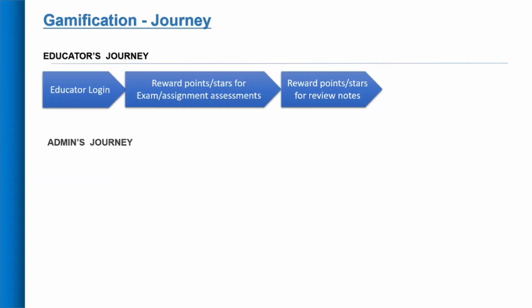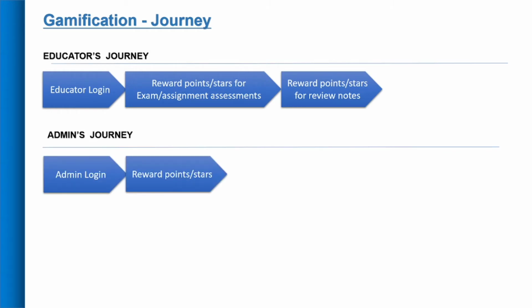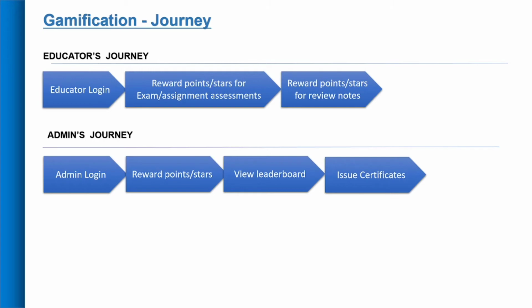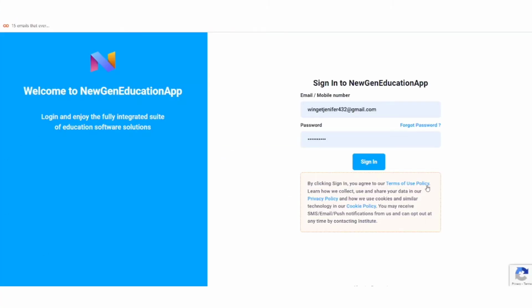So now I'm going to cover the admin's journey where the admin logs in. If they want, they can reward points or stars. They can view the leaderboard. And finally, they can issue certificates at the end of the quarter or a month. So let's get into the application to know better. So coming to the application, these are the login credentials of an admin. Click on sign in to log into the application.